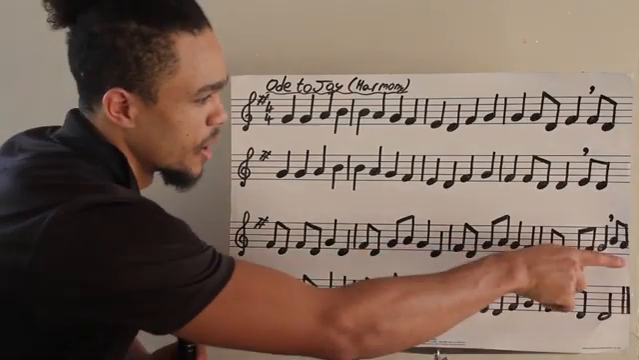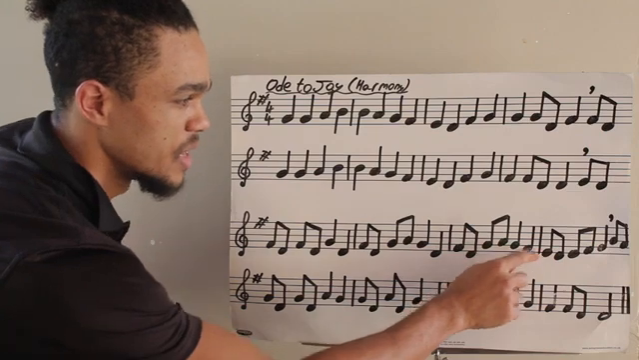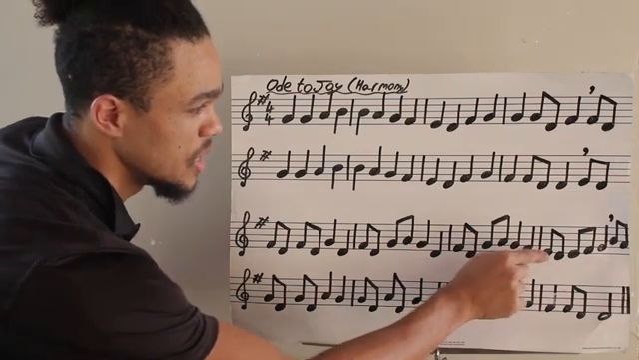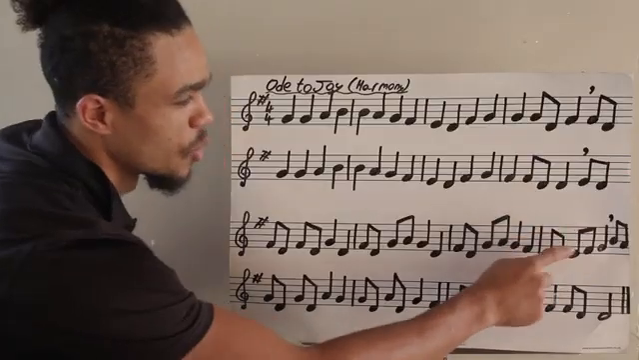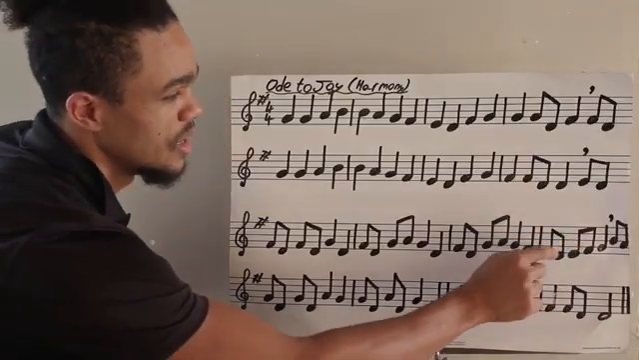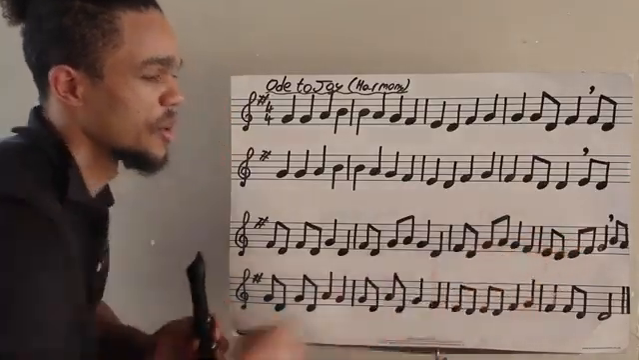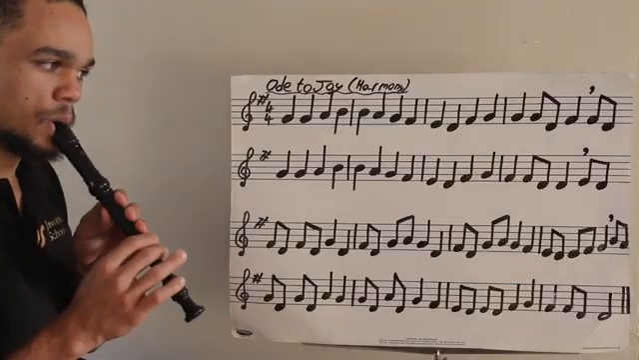Let's take it to bar number 12. Now we have an E, D. We're going to go down. E, D, back to E to F sharp. So let's try these two pairs of eighth notes. E, D, E, F sharp. 3, go.